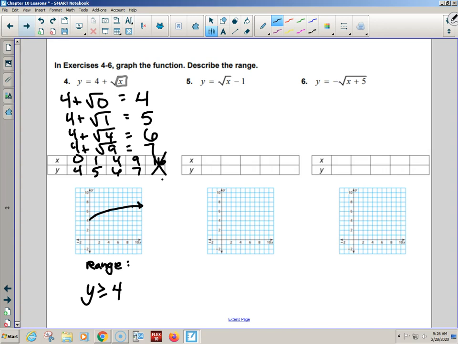How low does it go? Check your graph. How low on the y-axis does it go? 4. Got it. Y greater than or equal to 4. Can you guys try to make a table and a graph for number 2?